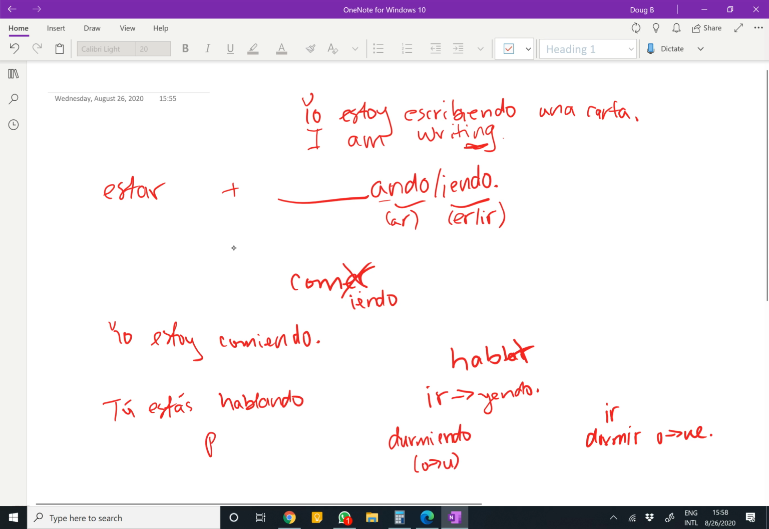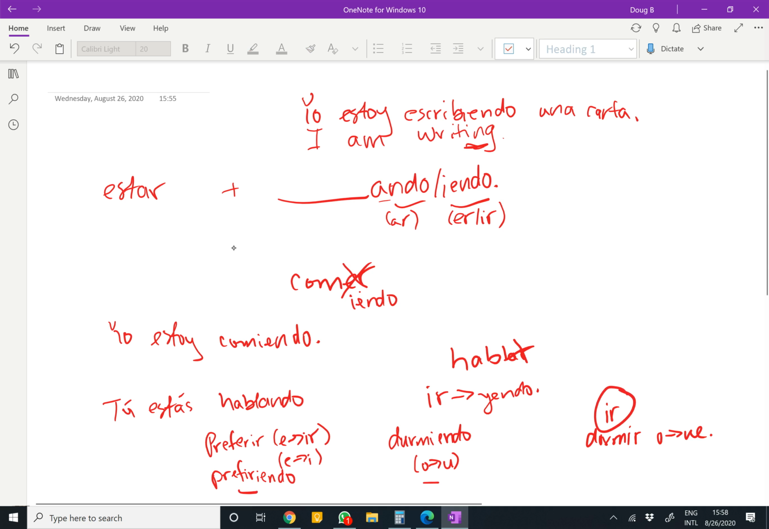Preferir, we know that preferir changes E to IE. In the present progressive, it changes E to I. So, yo estoy prefiriendo. So only IR verbs that change stem in the present tense have an additional change in the present progressive.